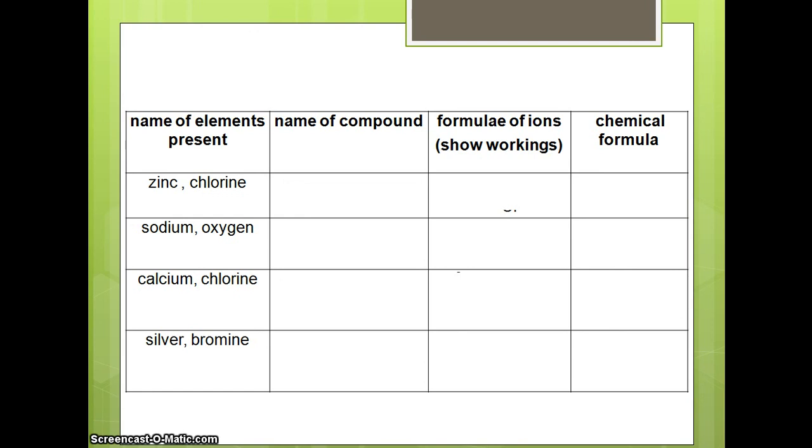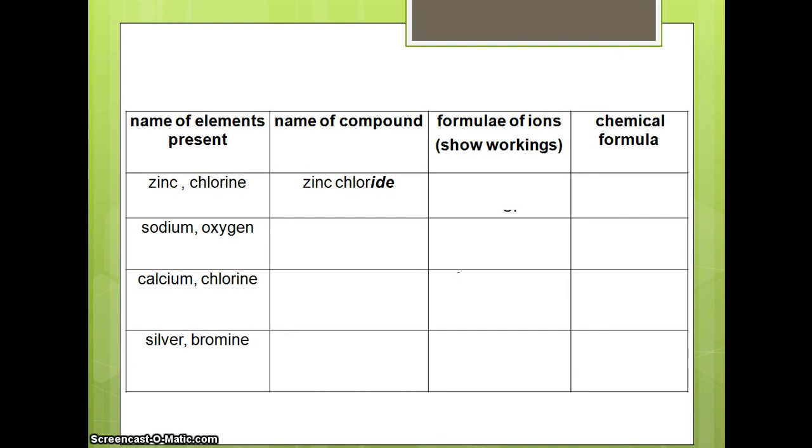Let's look at the first example. Given zinc and chlorine, what will be the name of the compound that is formed? Zinc and chlorine will form the ionic compound zinc chloride. For the name of an ion formed from a non-metal, the name of the ion ends with ide. For example, chloride ion formed from the element chlorine.